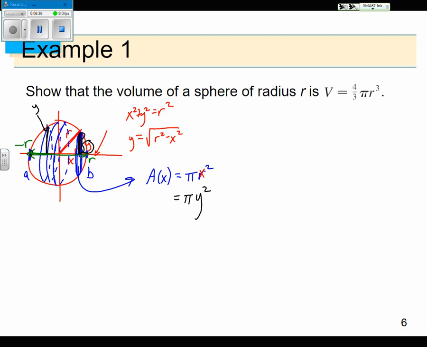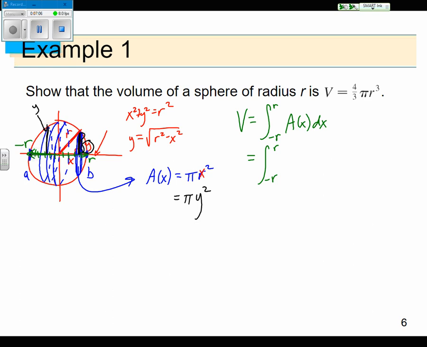Now, all of my disks are stacking in the x direction. So whenever I'm ready to find the volume now, I'm going to find the volume from negative r to positive r. And since they are all stacking along the x-axis right here, I want everything to be in terms of x. There'll be more on that later if that's confusing. So what does that mean? It means that I'm integrating from negative r to r.